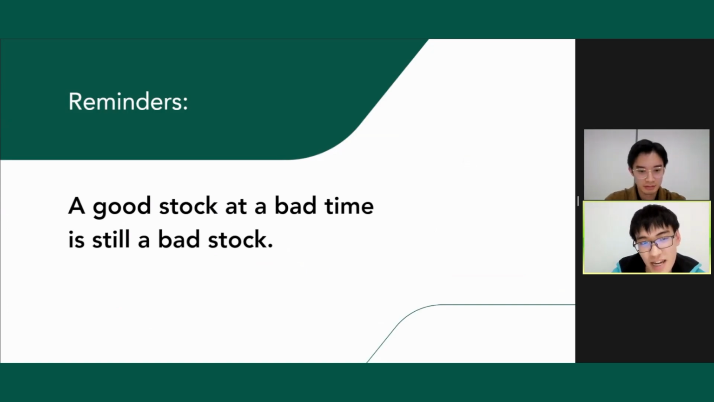Then just some reminders also, right? A good stock at a bad time is still a bad stock. So let's say you're trading a blue chip like SM, right? We all know SM's a good company. It's growing, right? You have all the malls in the Philippines, they're all over. But if the stock is downtrending, if it's going down and it's hitting your stop loss, then it's still a bad stock, right? So if your intention was to trade SM, but it's still going down, then it's still a bad stock. That's what you have to understand.